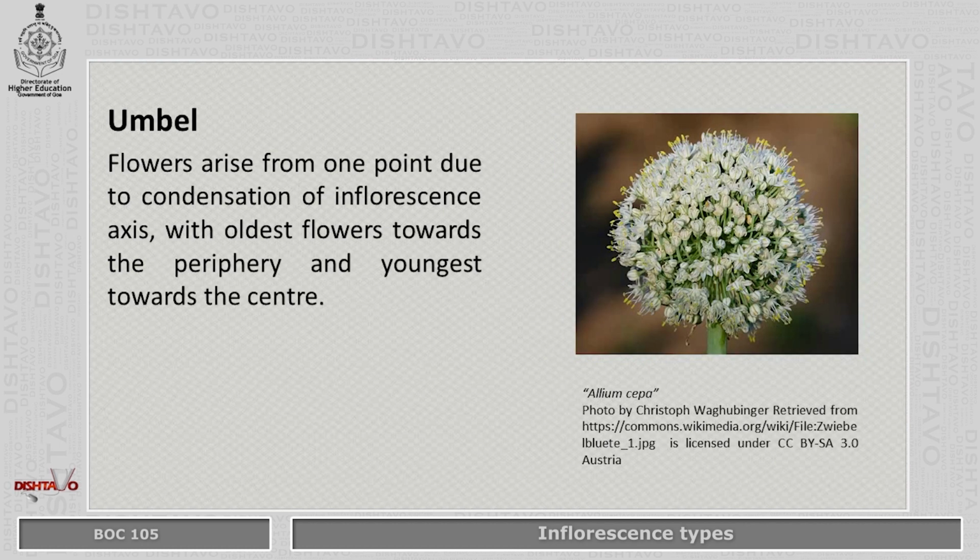In case of umbel inflorescence, flowers arise from one point due to the condensation of the inflorescence axis, with the oldest flower towards the periphery and the youngest flower towards the center. This is one example of the inflorescence which is found in Allium cepa and Allium sativum.